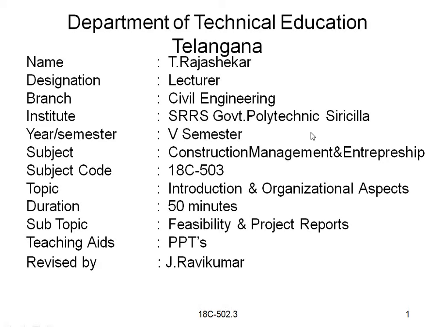So today I am going to teach you the subject of Construction Management and Entrepreneurship. This is for the Civil Engineering final year students of 5th semester, subject code 18C 503. And we are in the first chapter, that is introduction and organizational aspects, and now we are going to see today's topic, feasibility and project reports.